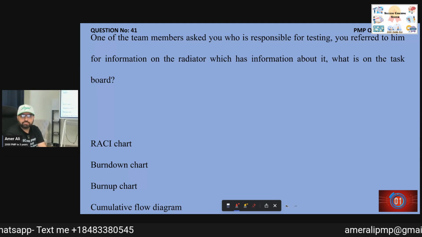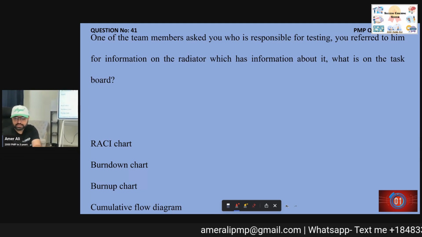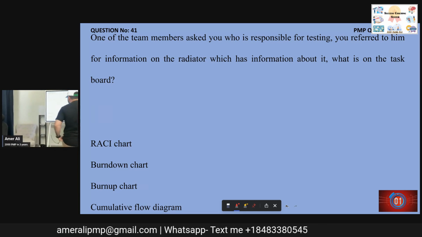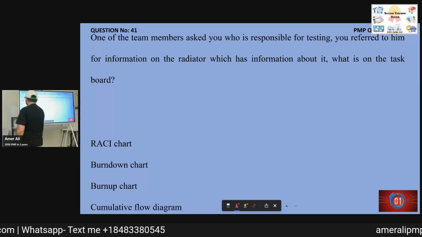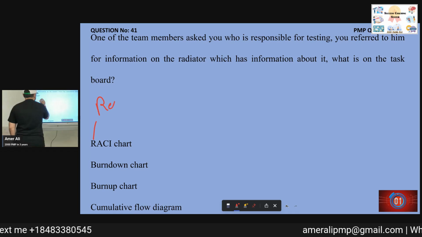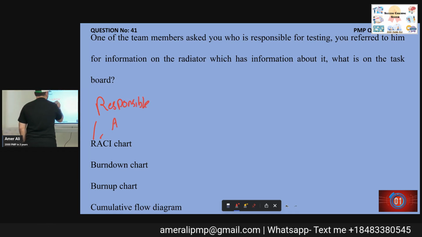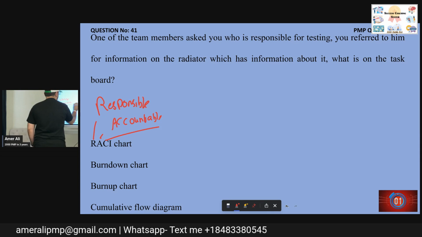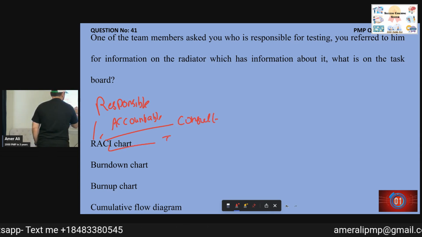Can you please explain all the four documents while you are solving the question answer? That's important. When you are solving the question answer, it's important that you know what each one means. RASI shows who is responsible, accountable, whom to consult, and whom to inform.